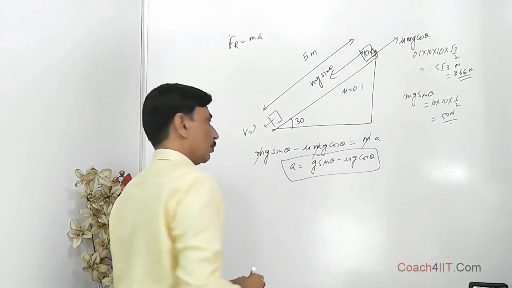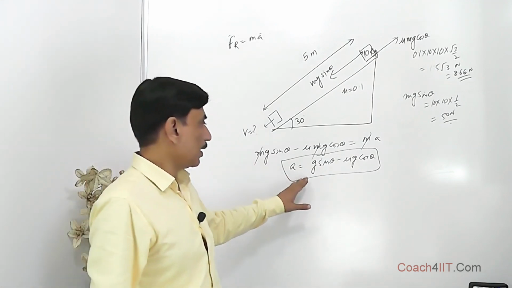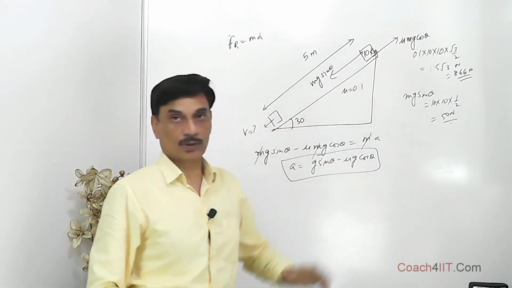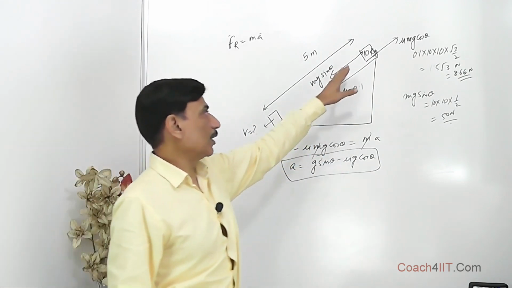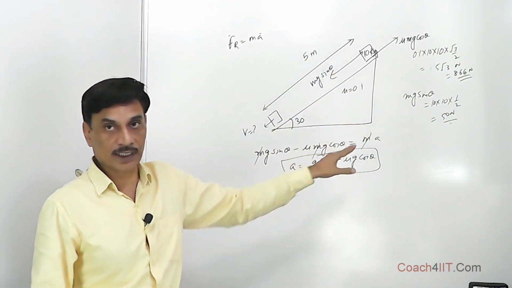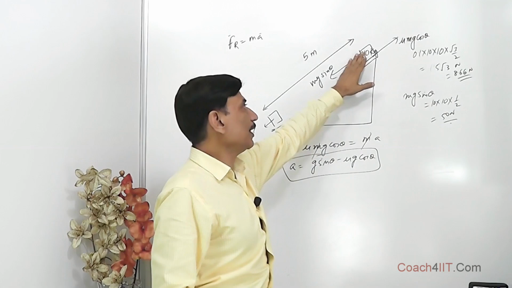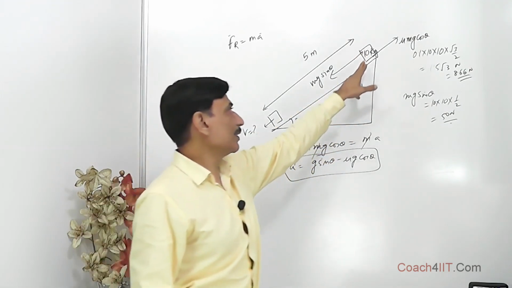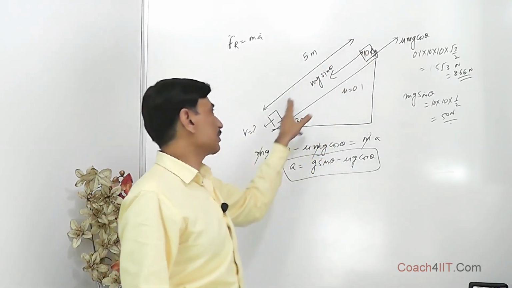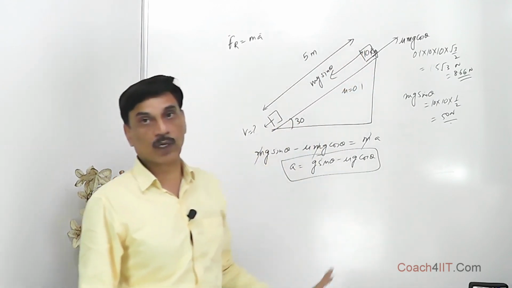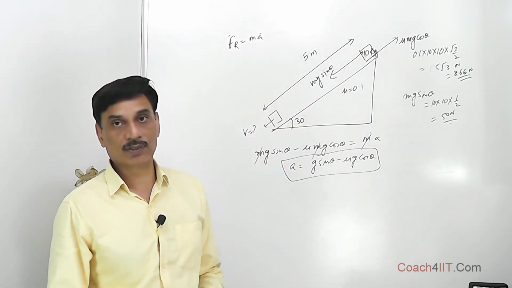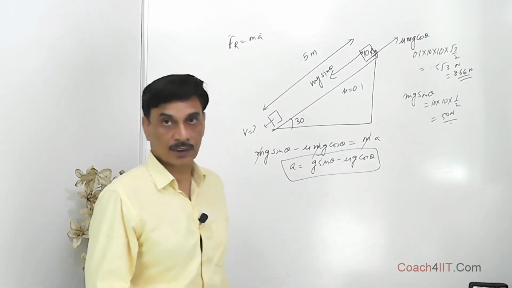So what we observe over here is that acceleration is independent of the mass of the block. Whether you put a mass of 1 kg or 10 kg or 100 kg, the acceleration is independent of its mass. So whether there is a block of 10 kg, it will have the same velocity as a block of 100 kg or 1 kg. It will have the absolutely same velocity. Once we have found the acceleration, the rest is simple.